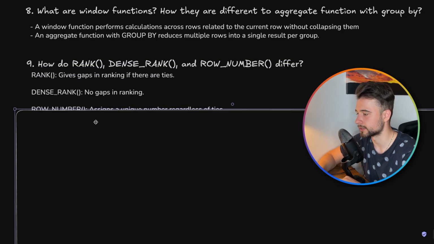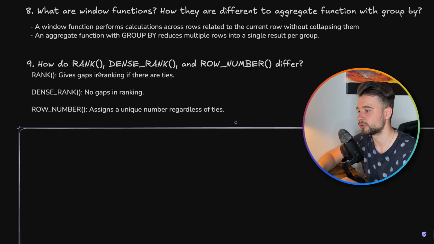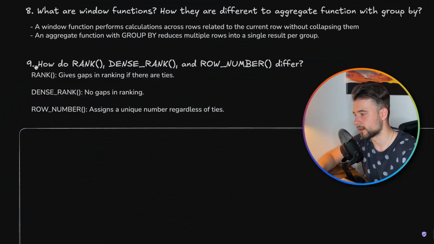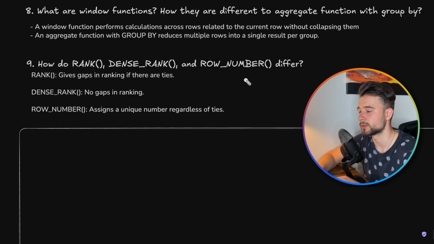Alright, coming close to an end, question number 9. How do rank, dense rank, and row number differ? So all of these are window functions. So rank, dense rank, row number, we use them as window functions. So here are the differences. Rank gives us gaps in ranking if there are ties. I'll show you an example right now if you have no idea how these work. Dense rank gives us no gaps in ranking, and row number assigns a unique number regardless of whether there is a tie or no tie.